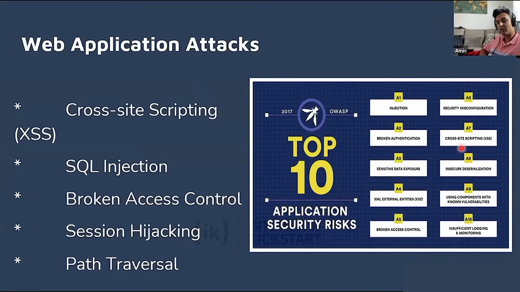OWASP normally evaluates this list every 2 to 3 years, and they update it and say, hey, this is the most common thing that's happening. So you can go to the OWASP Top 10 website and look it up and see what type of attacks are most common against web applications.